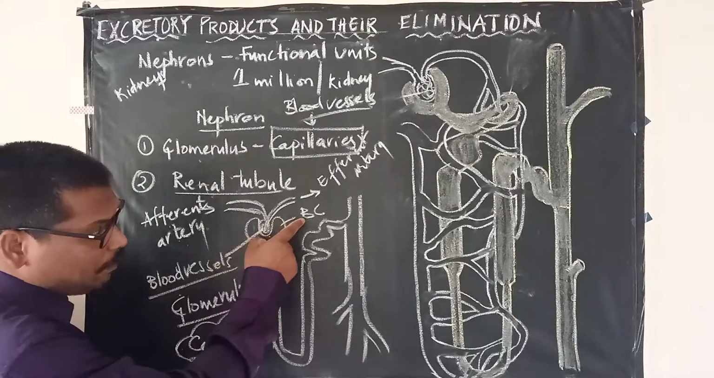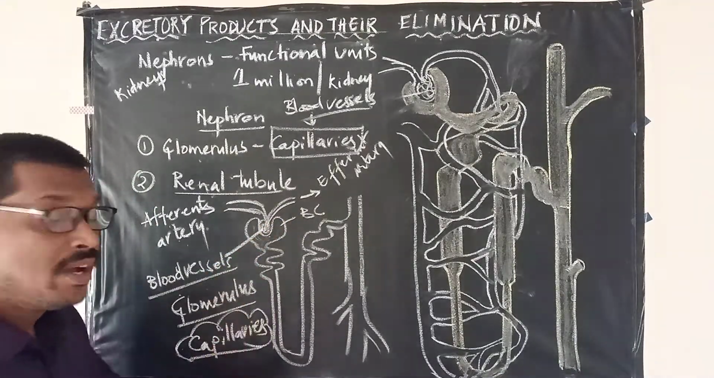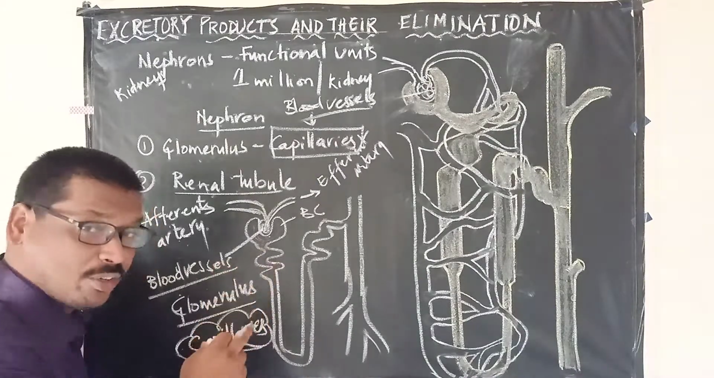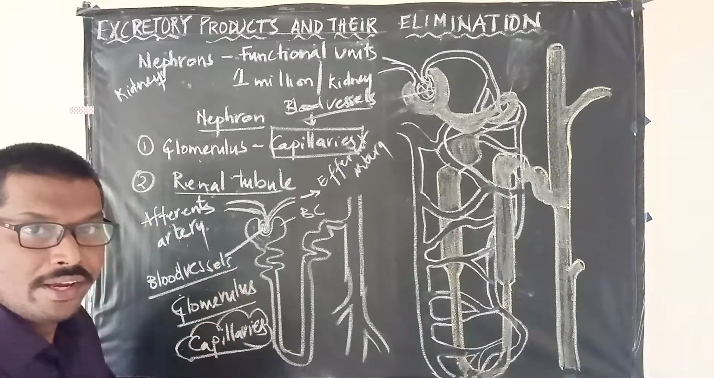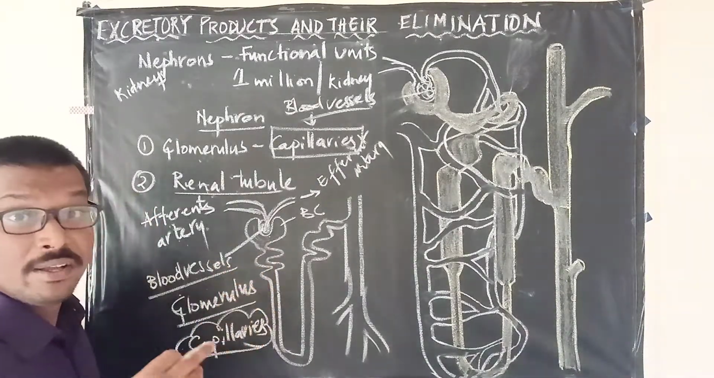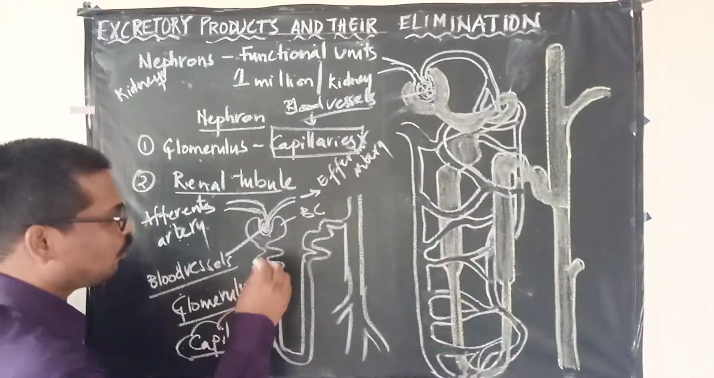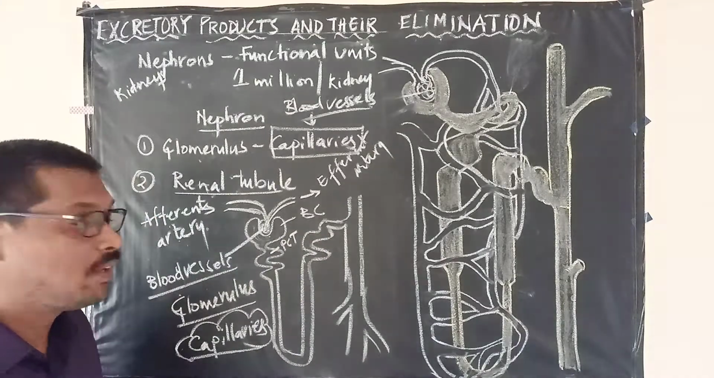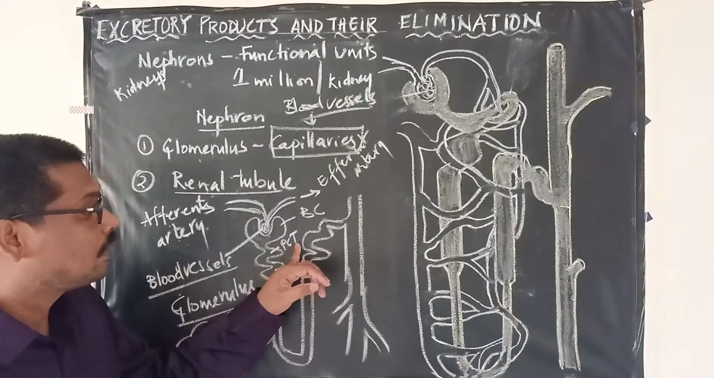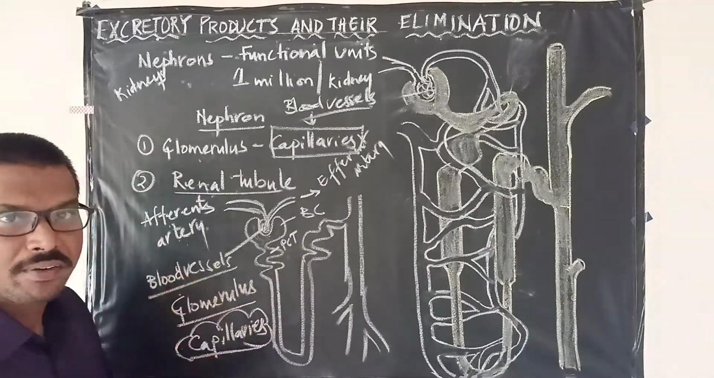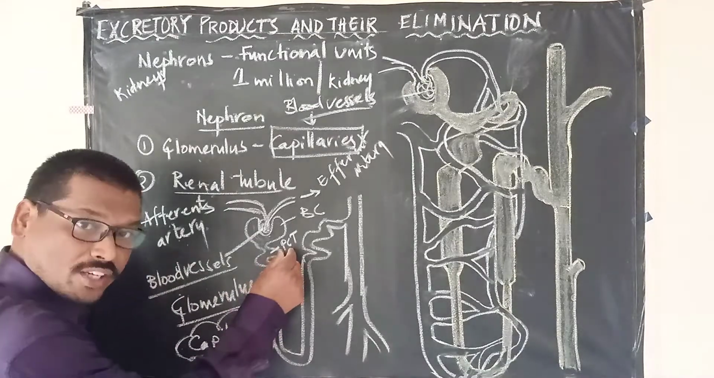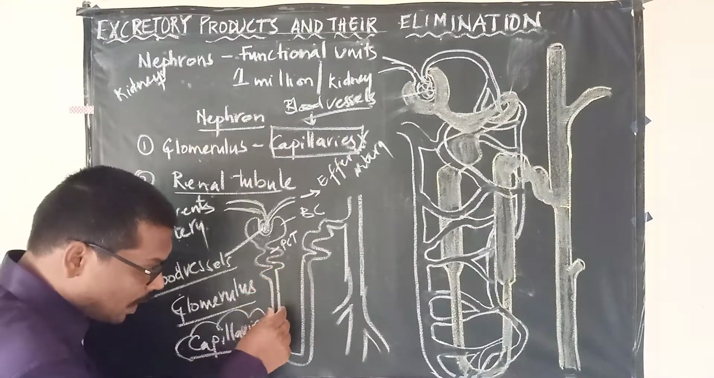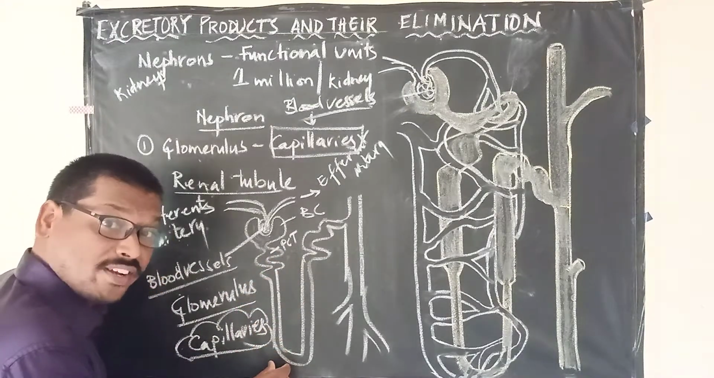Just after that, Bowman's capsule continues as a convoluted tubule. It is folded, and it is called the convoluted tubule. What is this convoluted tubule called? Proximal convoluted tubule. And this proximal convoluted tubule is now extended down as a straight tube.